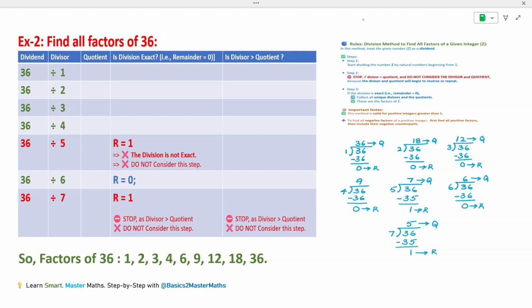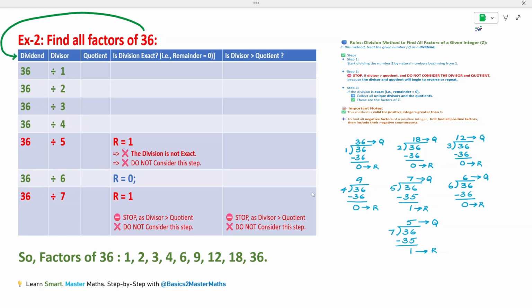Example 2. Let us see how to find all factors of 36. First, treat 36 as the dividend. Then, start dividing the given number by natural numbers beginning from 1.